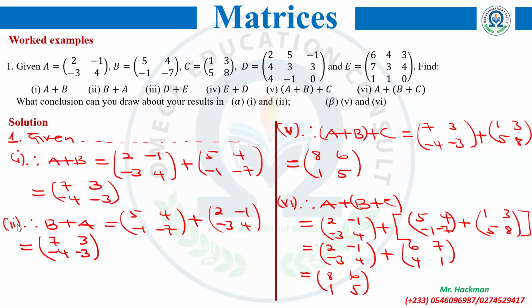Now the matrix B plus the matrix A. This time around, you write the matrix B first, plus the matrix A. Because they have the same order, we can add. When we are adding, we add corresponding entries. So 5 plus 2, which is 7. 4 plus minus 1, which is 3. Minus 1 plus minus 3, which is minus 4. Minus 7 plus 4, which is minus 3. So that will give us the result here. All correct, my professors? Yes, please.